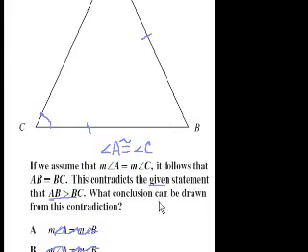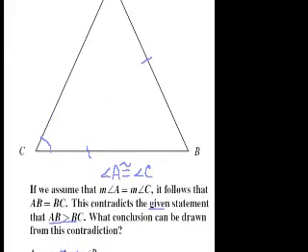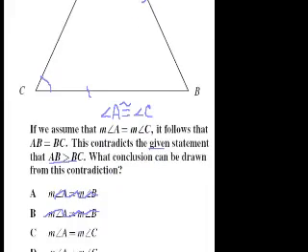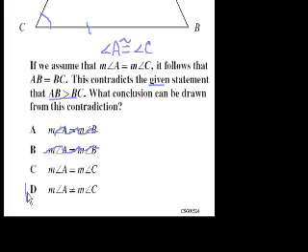What conclusion can be drawn from this contradiction? When we made the assumption that the measure of angle A is equal to the measure of angle C, it followed that these two sides are equal, which contradicted the given statement. Therefore, we know that the measures of these two angles cannot be equal to each other, because if they were, we would contradict the given assumption. So we know from the contradiction that the measure of angle A cannot equal the measure of angle C. We can't make that assumption because it leads to a contradiction. So the correct answer is D.